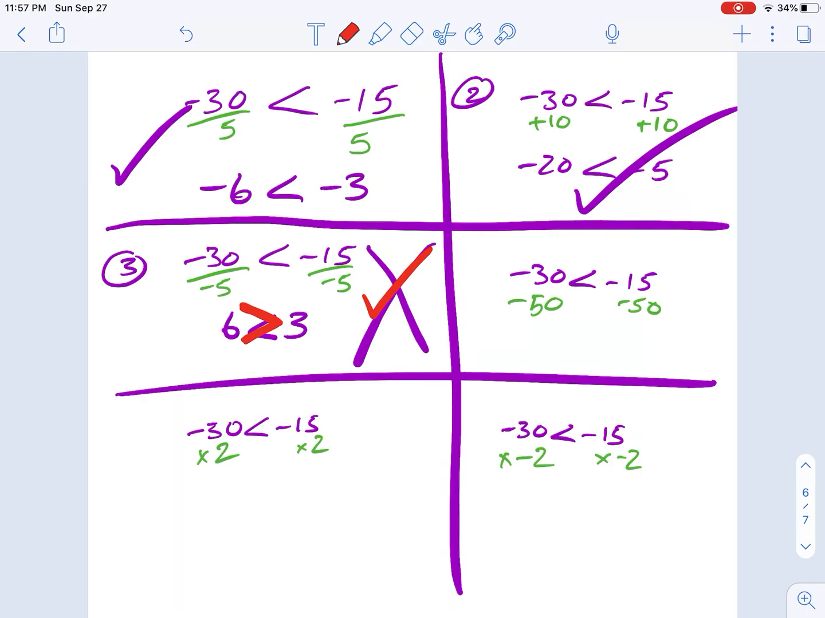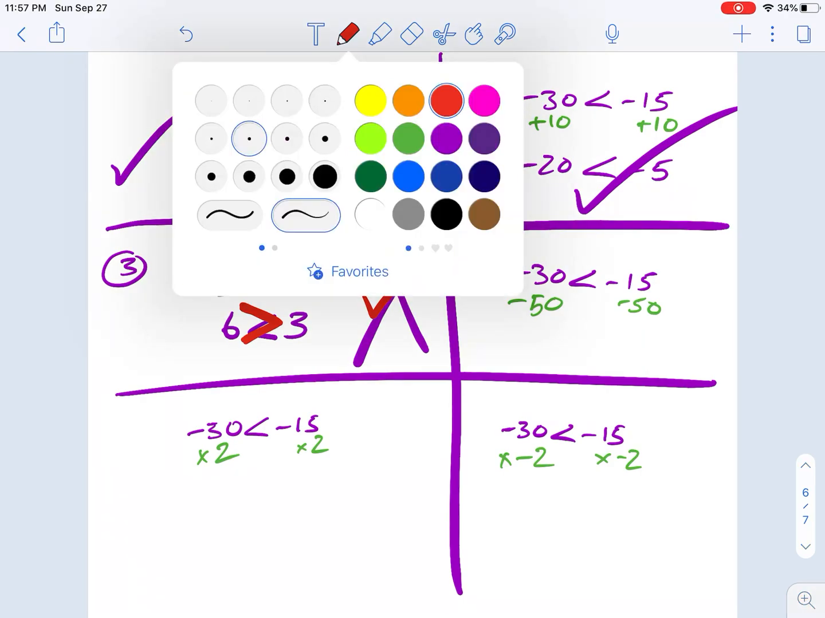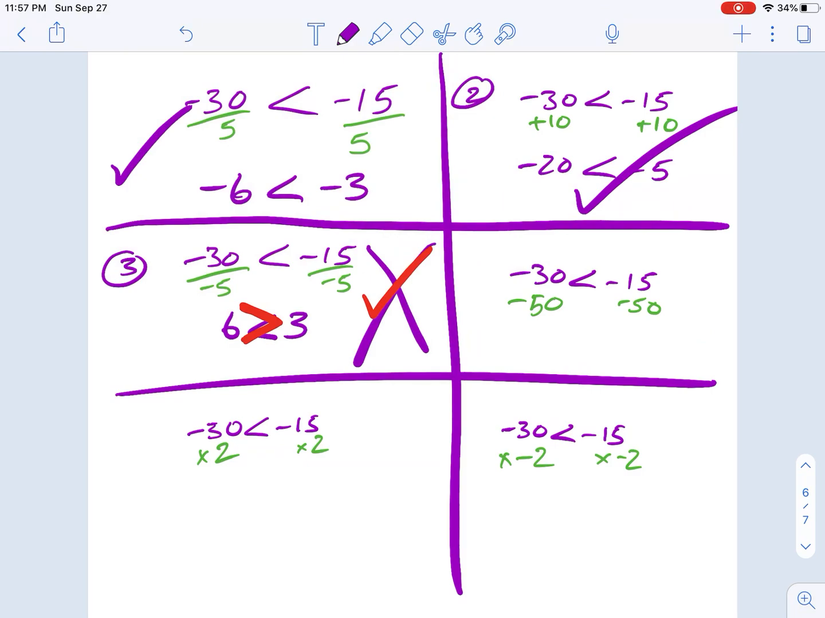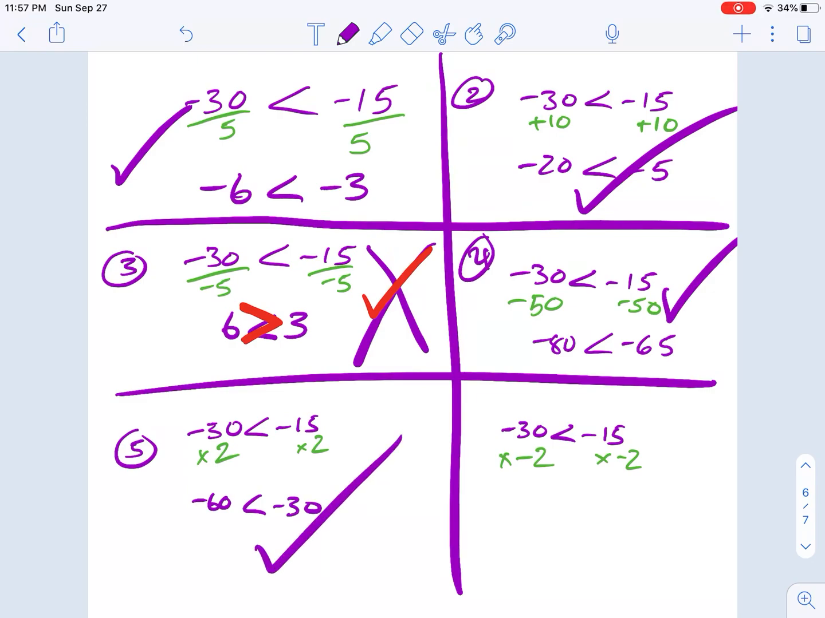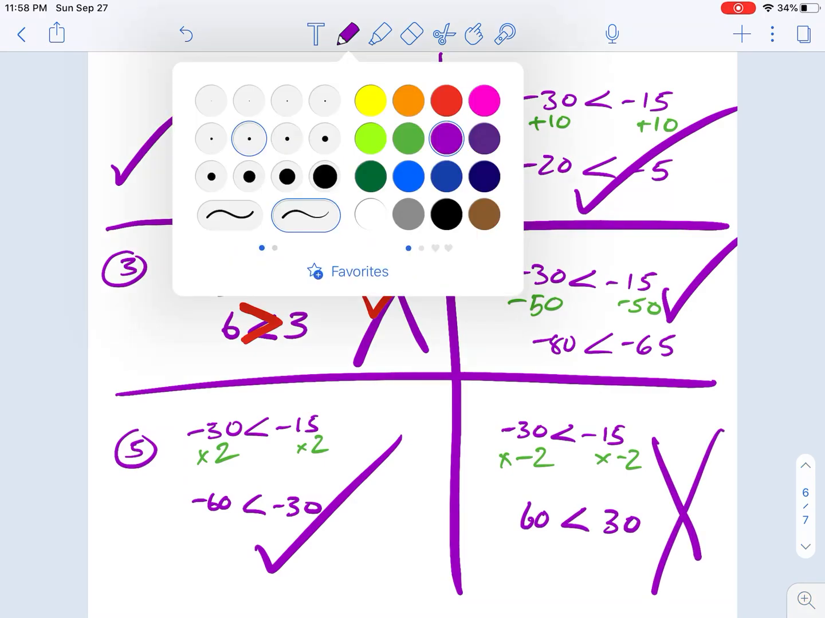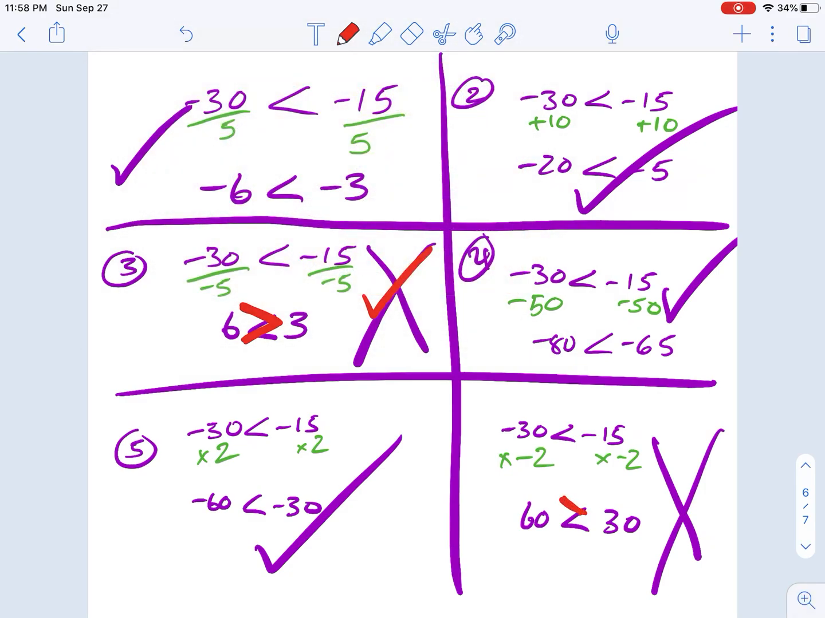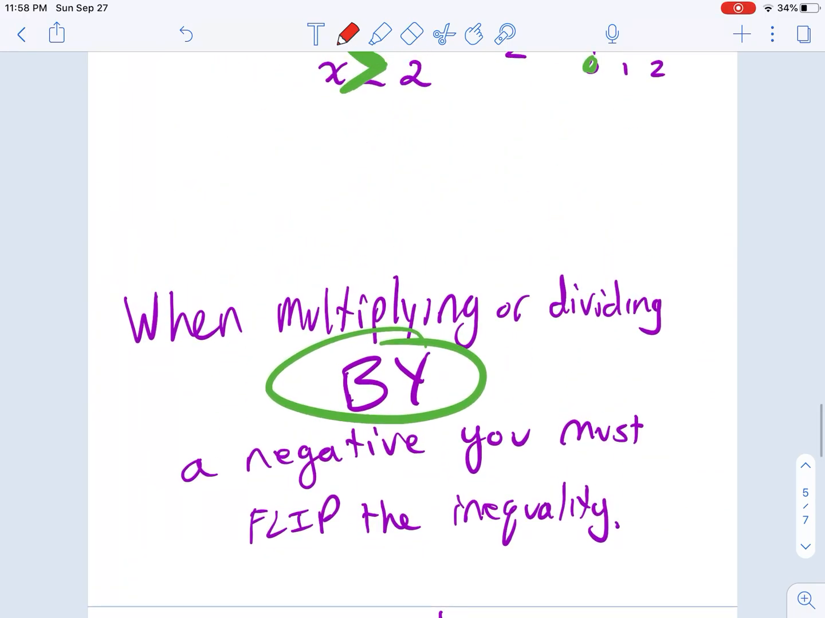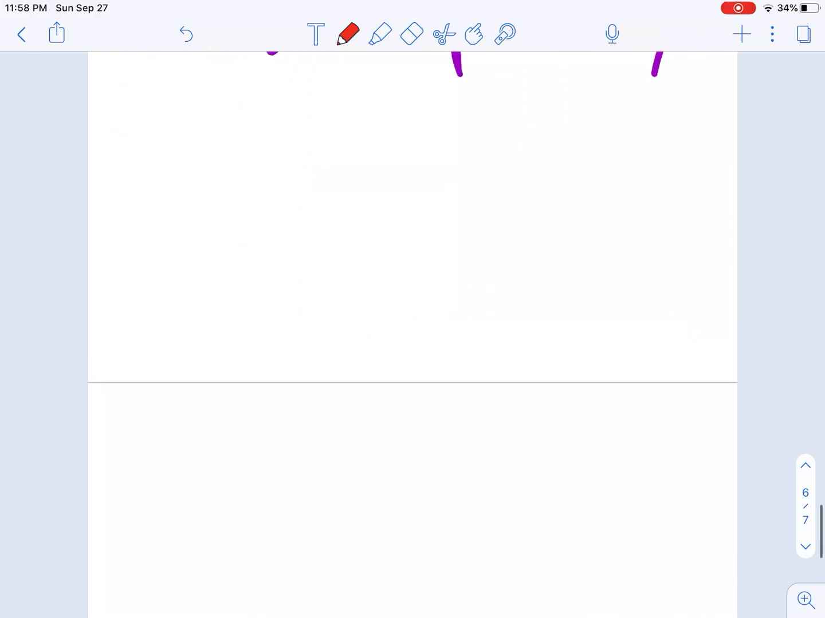So that is telling me that when I divide by a negative, I need to flip my sign. Now, it's true because 6 is greater than 3. Gosh, let's just keep checking. Dividing by a negative, that makes me nervous. All right, let's look at this fourth example. If I subtract 50 from both sides, negative 80 is less than a negative 65. Yeah, that's still true. Multiply by 2. Negative 60 is less than a negative 30. That's still true. All right, let's multiply by a negative 2. So 60 is less than 30. I guess I gotta flip my sign then, because I multiplied by a negative. All right, now it works. So again, when multiplying or dividing by a negative, you have to flip the inequality.